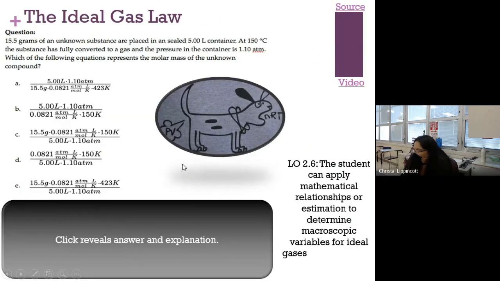Okay. Ideal gas law then, you've got PV equals nRT as your gas law. See which one of these would be set up correctly.